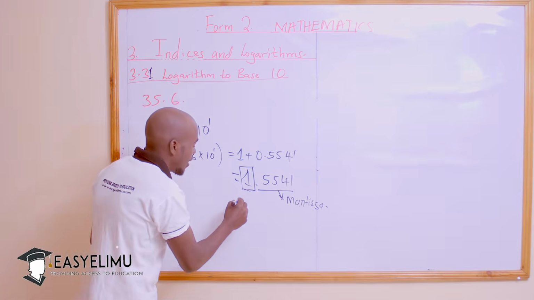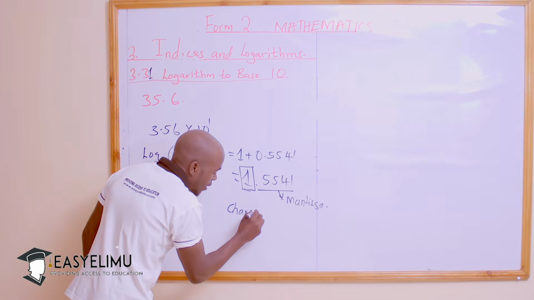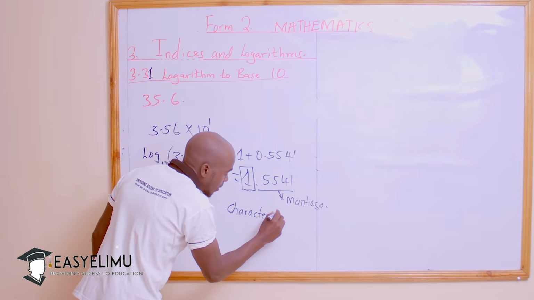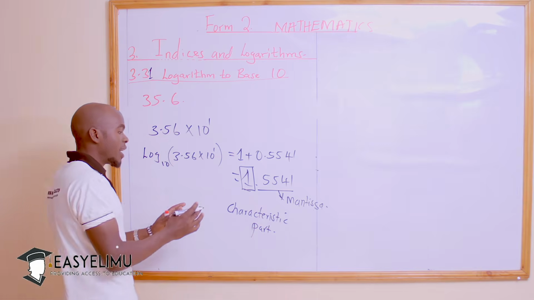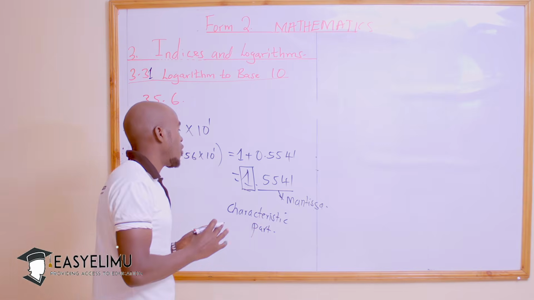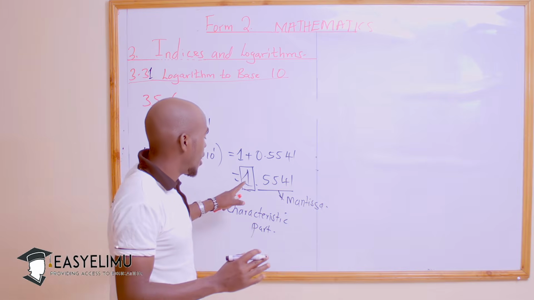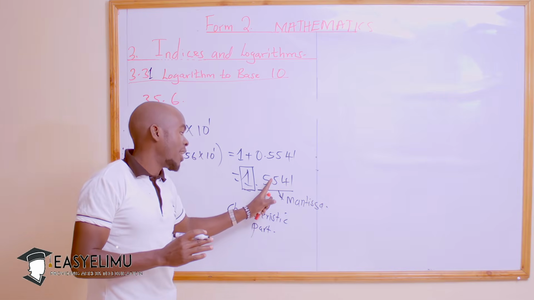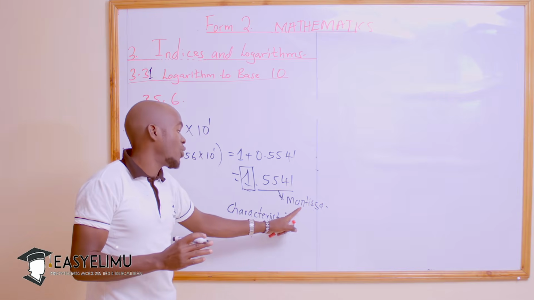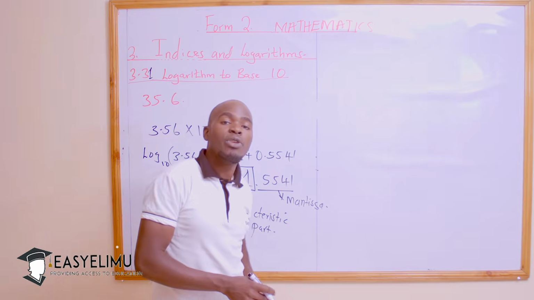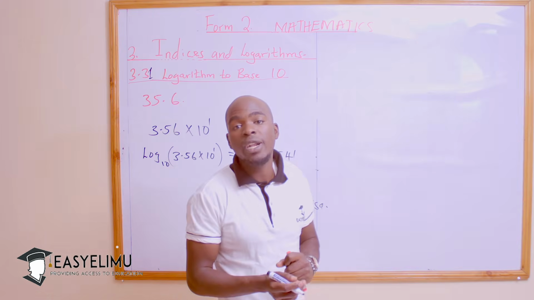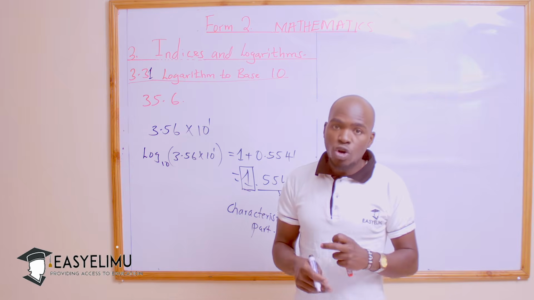It's known as mantissa, and this is the characteristic part. So the whole number part of the logarithm here is the characteristic part, and the decimal part is what we refer to as mantissa. We shall be working out later with some of the examples as we continue on.